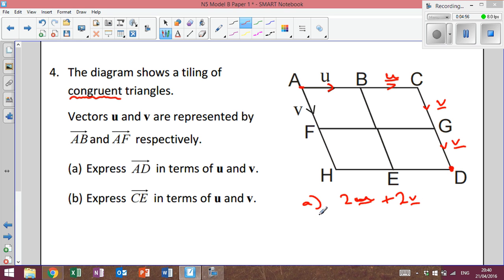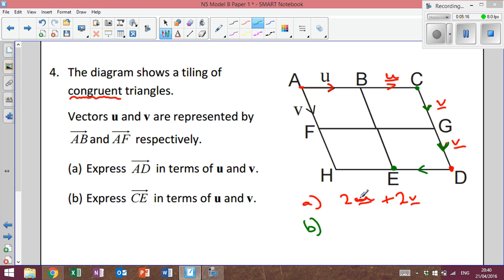Okay, for part B, I'm going to change my card to make it easier to see. Part B, we're going from C to E. Okay, so here, again, numerous ways you can do it, you all get the same answer. Let's go down here, then down here, and then along here.